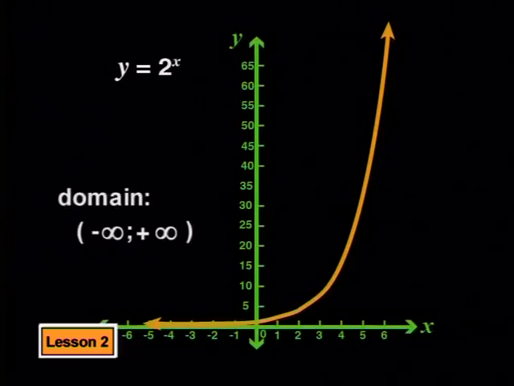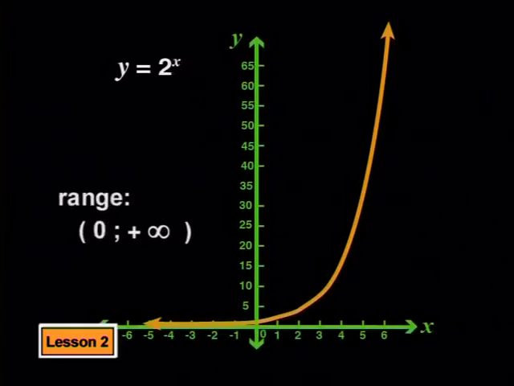Let's start with the domain. X can be any number, right, from -infinity to +infinity. There are no restrictions on the domain of this graph. Then the range. The y value can't be 0 and it can't go below 0. On the positive side, y can go to infinity. So we can write the range as round bracket 0 to round bracket +infinity.